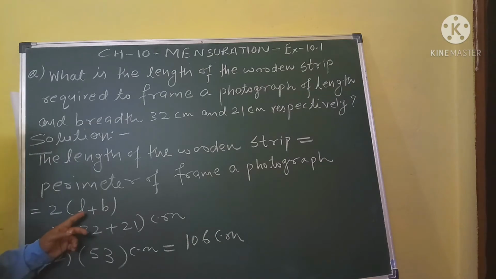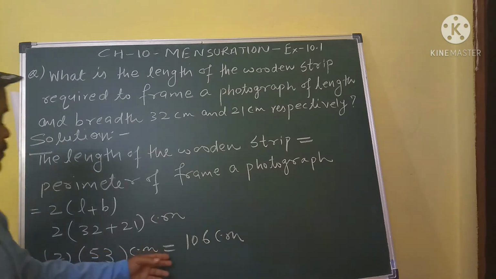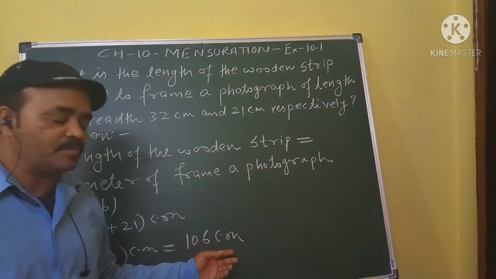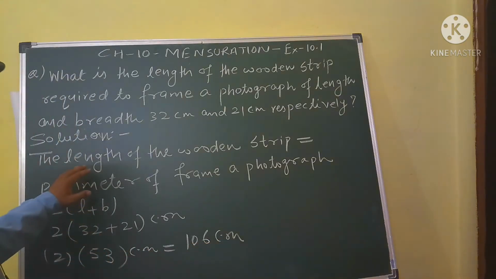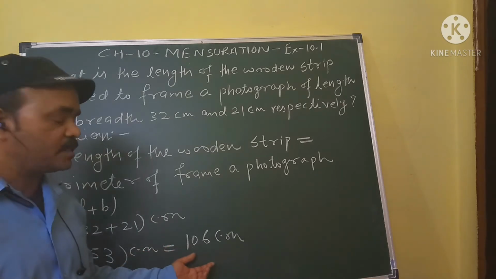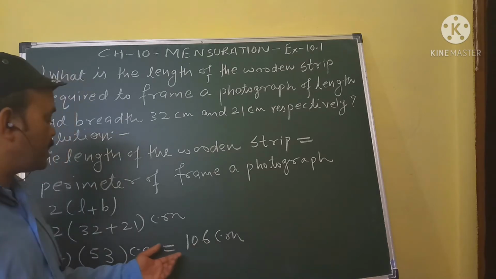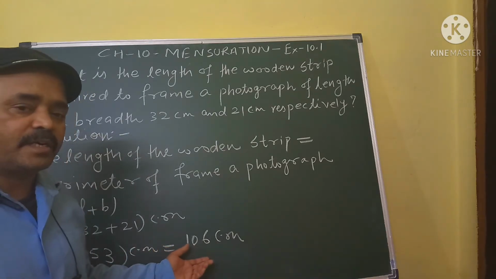L stands for length and B stands for breadth. Length is 32 centimeter and breadth is 21 centimeter. After adding, what is the sum? The sum is 53. 53 into 2 gives you 106 centimeter. So the length of the wooden strip for the photograph is 106 centimeter. This is your required answer for your required question.